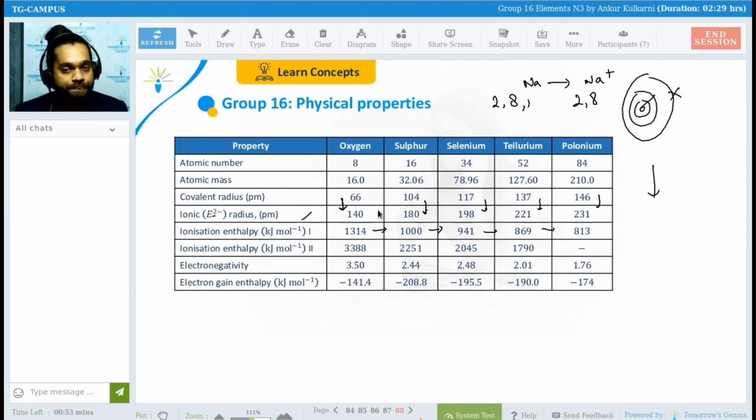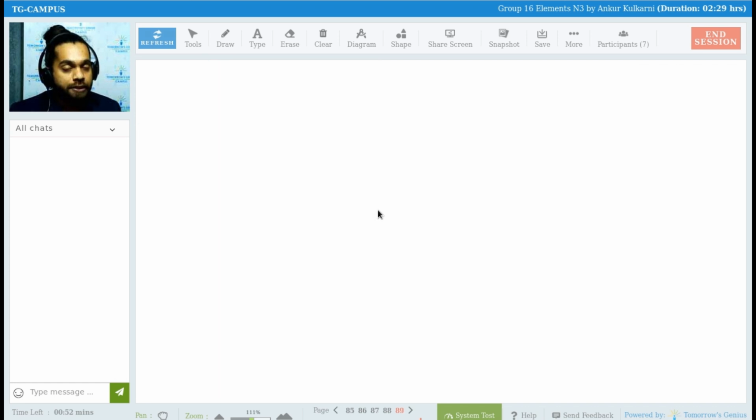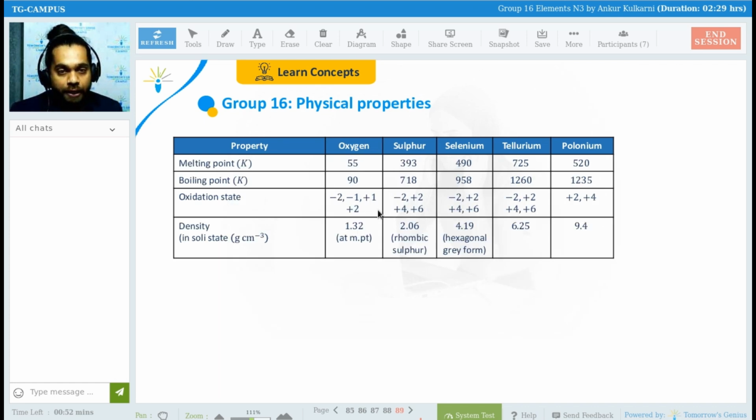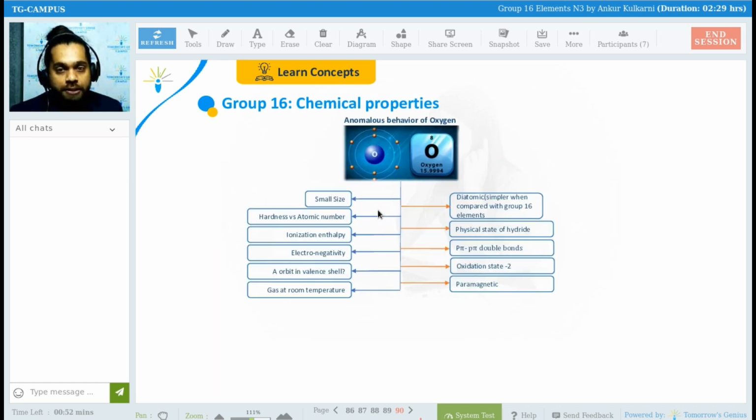Now electronegativity: obviously, as you go down the group, it decreases. Fluorine, chlorine, bromine, iodine, similarly oxygen, sulfur, selenium, it goes on decreasing. Now electron gain enthalpy: when you add the electron, how much energy is absorbed or released? That is your electron gain enthalpy. Oxidation state, we will come to this.